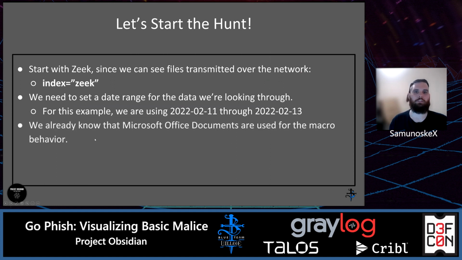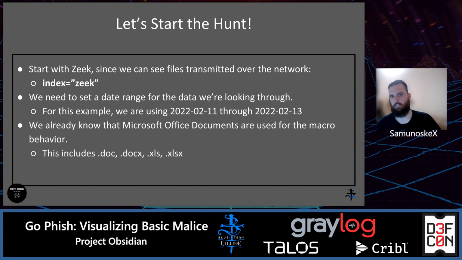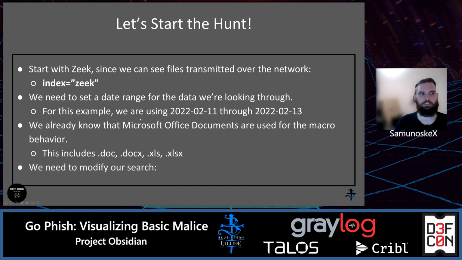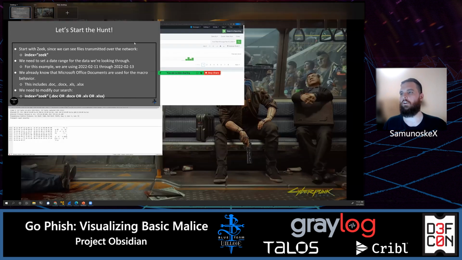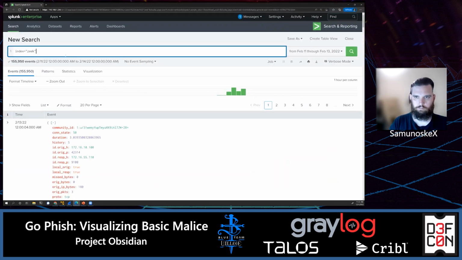We already know that we're dealing with Microsoft Office documents and with the macro behavior. So let's see what we can do. Our typical Microsoft document files that we typically see being transmitted over email in attacks are .doc, .docx, .xls, and .xlsx. So you have Microsoft Word documents and Excel documents. Let's see if we can add that to the query like this. Index equals Zeek, .doc or .docx or .xls or .xlsx. So let's add that to our query.